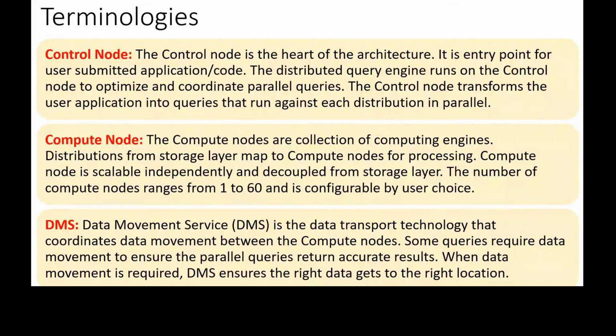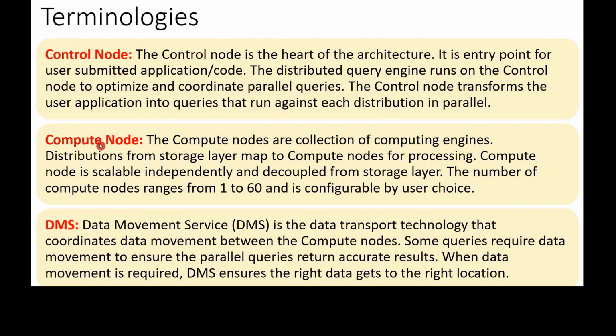So coming back to our terminologies, we understood control node. Control node consists of MPP engine plus DMS. MPP engine is responsible to split the data into multiple smaller tasks, and that can be executed in parallel. And DMS is mainly used for data movement service. If data should be moved from one node to another node, either between compute nodes or compute node to control node, then DMS plays an important role.